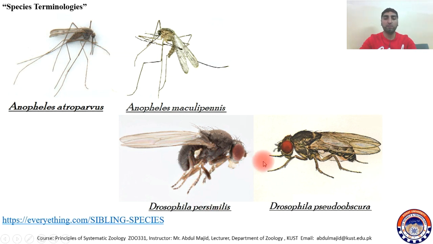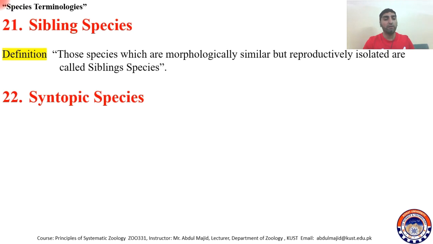In the same way, the Drosophila group or Drosophila complex. There is Drosophila persimilis and there is Drosophila pseudoobscura. Again, they are similar morphologically, but they are different. They are reproductively isolated, so they are different species. Maybe they look similar morphologically, but they are different reproductively. They are isolated from each other.